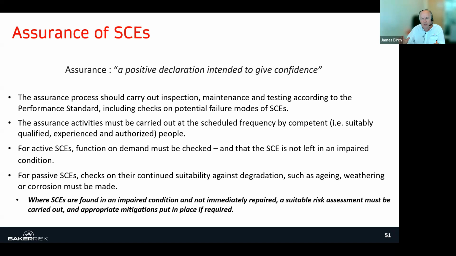And where we find problems, we have to do something about them. And hopefully we can repair it quickly, effectively. But if not, we have to start looking at what is the risk assessment we do, what actions do we take, can we carry on running our plant, do we shut it down, what measures have we got? So that's what we're asking from the maintenance system.